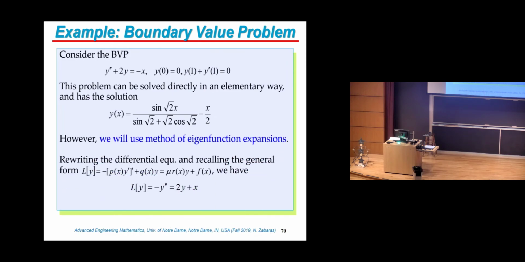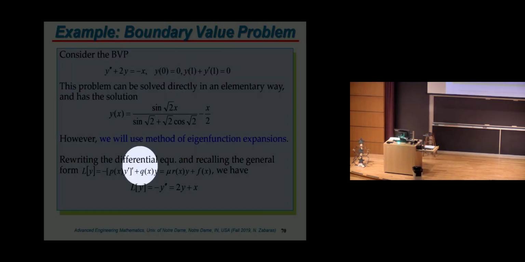All right. So remember, I'm going to rewrite this problem as L of y is minus y double prime. It has to fit my Sturm-Liouville format. So I'm going to put y double prime on the other side, and put x on the left-hand side. So I have minus y double prime equal to 2y plus x. Immediately you can see that p here is equal to what? How much is p? 1. Q is equal to 0. Mu is equal to how much?